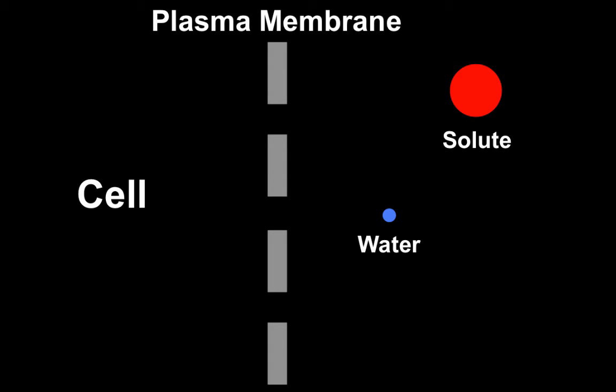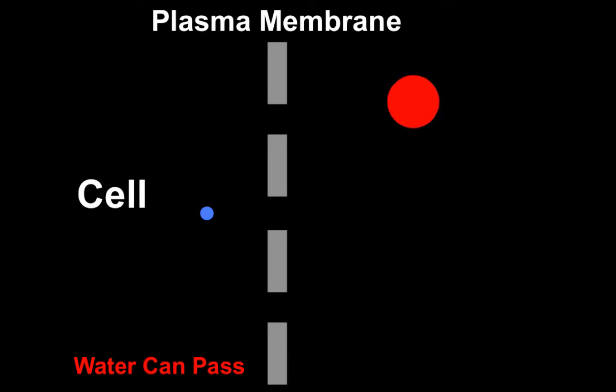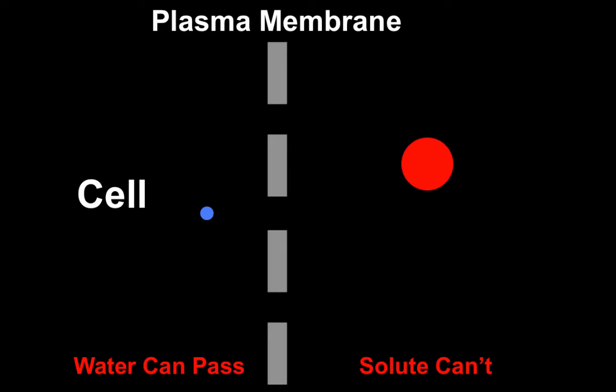So if we look at the plasma membrane up close, we have our cell on the left and the plasma membrane separates it from the outside. And on the outside we have a water molecule and a solute or salt molecule. Now if you notice, the solute molecule is much bigger than the water molecule, and that's going to be really what's making this whole process happen. Because the water molecule is able to pass right through that plasma membrane, whereas the solute molecule can't. And this is why in osmosis the water is going to be the thing that moves and the solute doesn't.